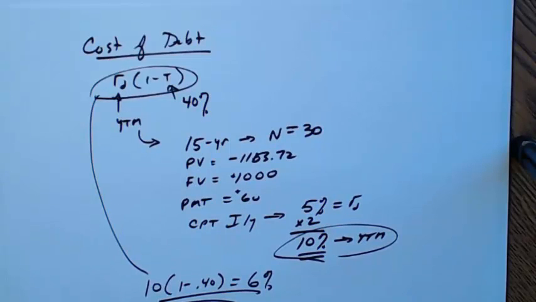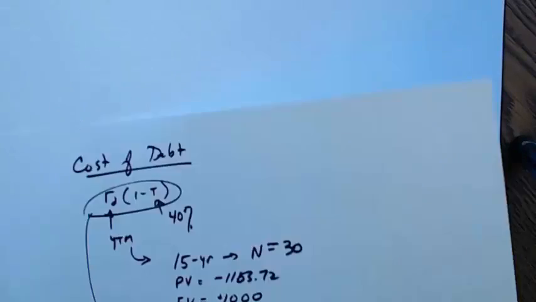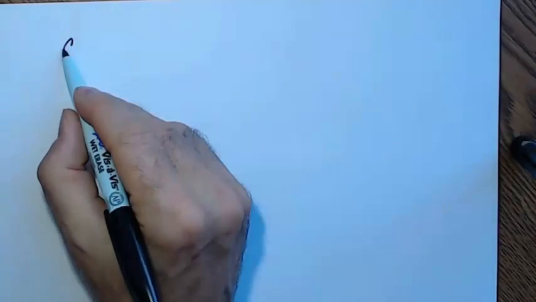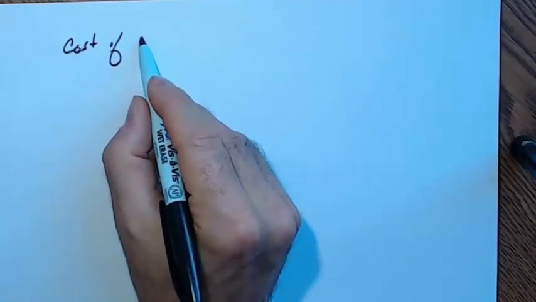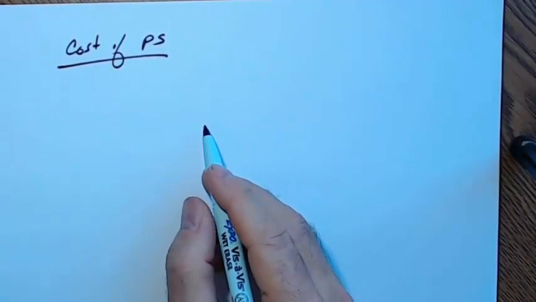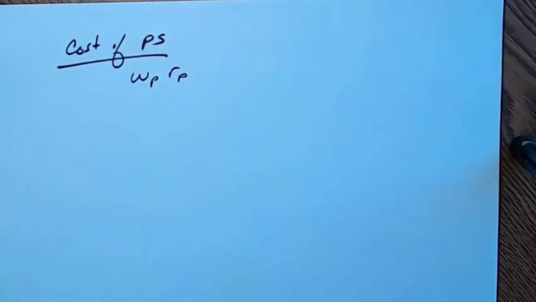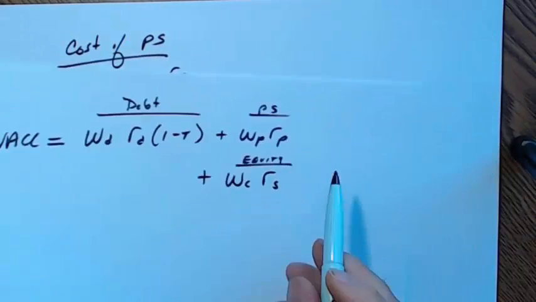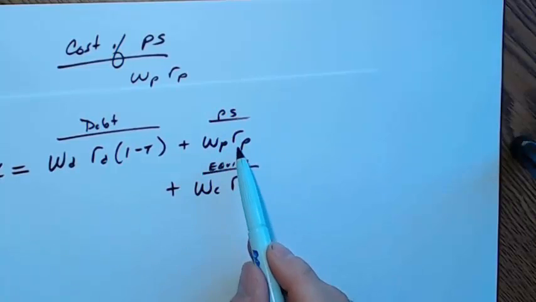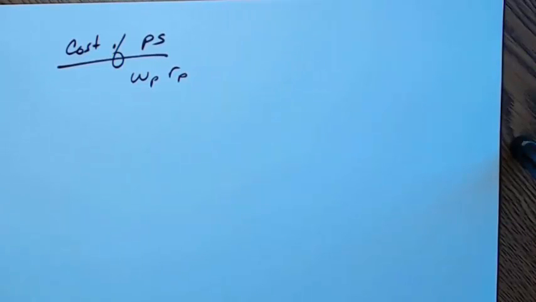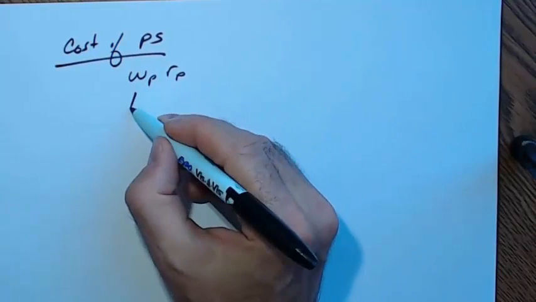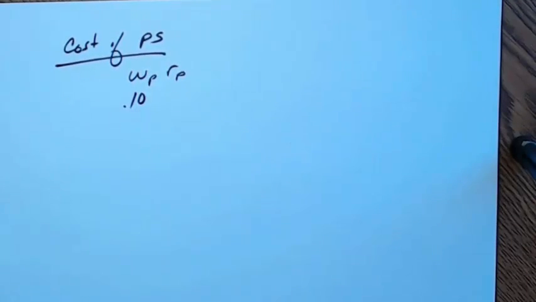Now let's look at preferred stock. Cost of preferred stock, PS. What we want is the WPRP component, this component right here. I already gave you the target here, which was 10%. So this is 10%. Put that in decimal form.